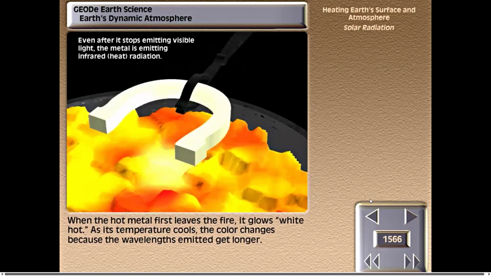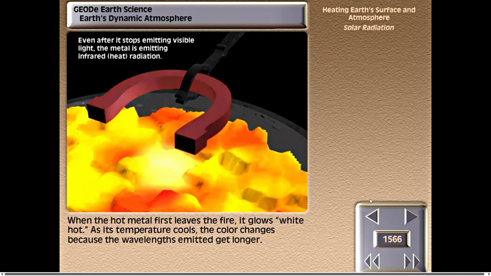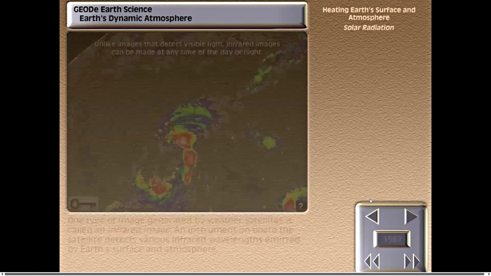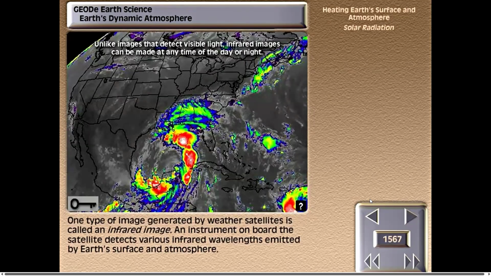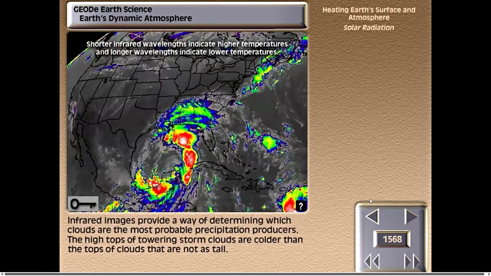When the hot metal first leaves the fire, it glows white-hot. As its temperature cools, the color changes because the wavelengths emitted get longer. One type of image generated by weather satellites is called an infrared image. An instrument on board the satellite detects various infrared wavelengths emitted by Earth's surface and atmosphere. Infrared images provide a way of determining which clouds are the most probable precipitation producers.